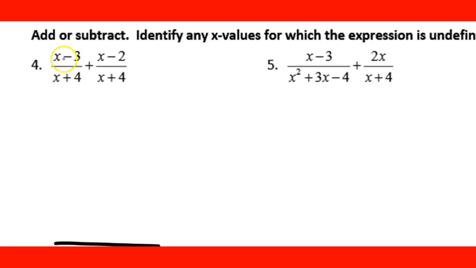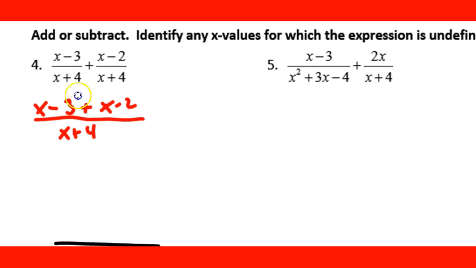When you add this at the top, you're going to add like terms. So you have x minus 3 plus x minus 2 all over x plus 4. At the top, we just add like terms. We have x plus x, that's 2x. And we have negative 3 plus negative 2, that's negative 5. And you have that all over x plus 4.